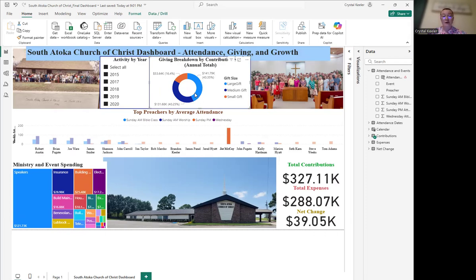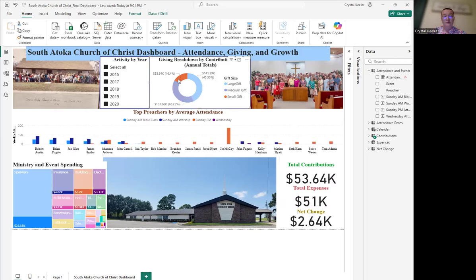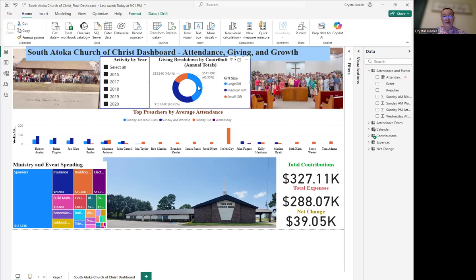If you hover over, you can see right there, total contributions. This is considered a large gift for 2018. 2017, considered a medium gift. And then 2015, it was considered a small gift for the annual contributions.